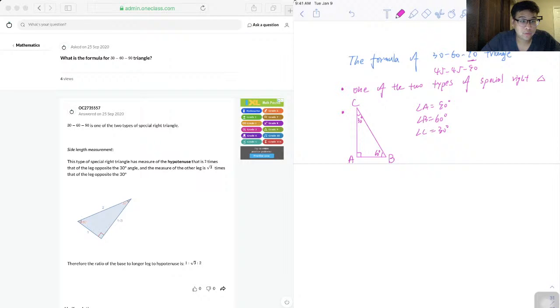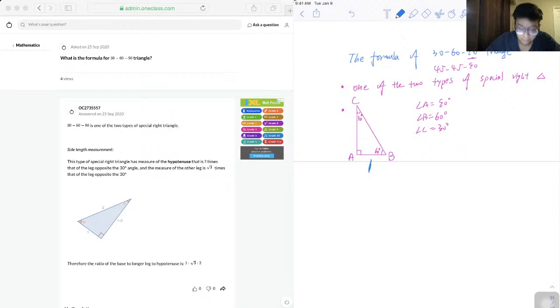This type of special right triangle has a hypotenuse that is 2 times the leg opposite the 30-degree angle, and the other leg is root 3 times the leg opposite the 30. So that means BC will be 2 times AB, which is 1 times 2, that'll be 2. And AC will be root 3 times AB, which means 1 times root 3 is root 3.